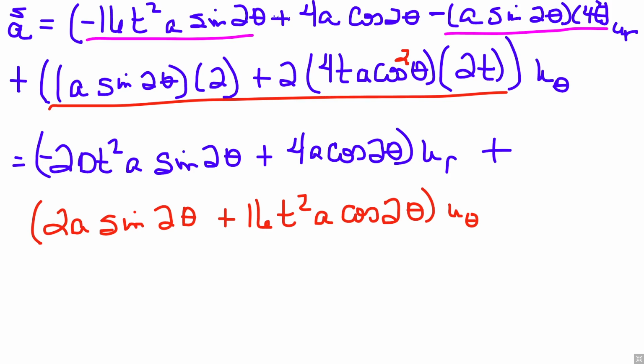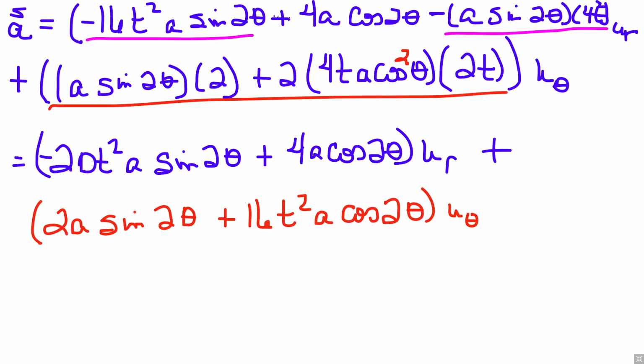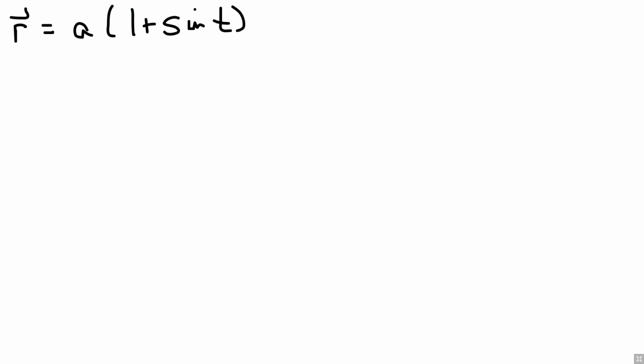Okay, so let's do one more example. In our last example, r is defined as a times 1 plus the sine of t, and theta is defined as 1 minus e to the negative t.